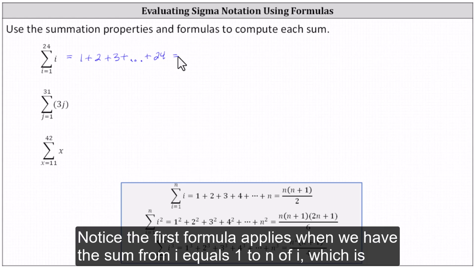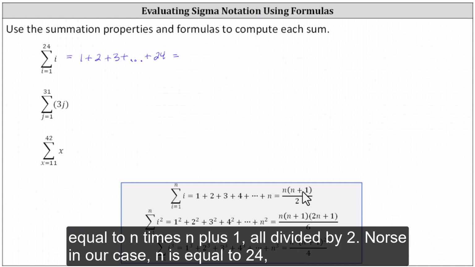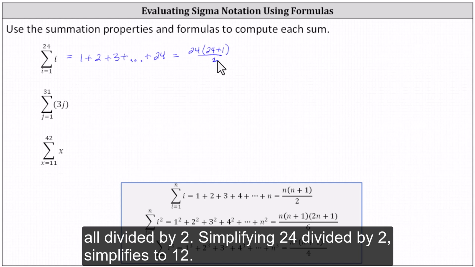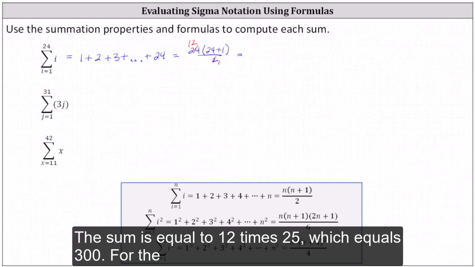Notice the first formula applies where we have the sum from i equals 1 to n of i, which is equal to n times n plus 1 all divided by 2. Notice in our case, n is equal to 24, which indicates the sum is equal to 24 times the sum of 24 and 1 all divided by 2. Simplifying, 24 divided by 2 simplifies to 12. The sum is equal to 12 times 25, which equals 300.